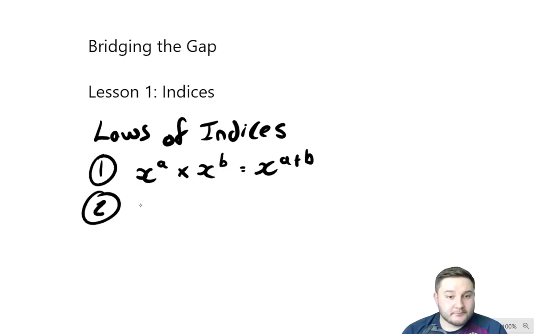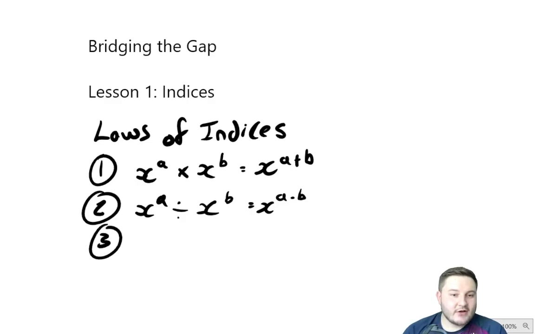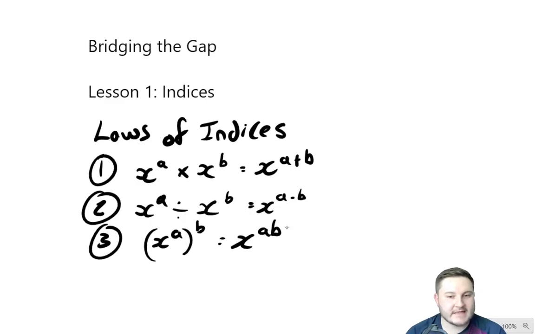The second law, if you have two terms with the same base number, but you are dividing them, then you subtract the powers. So you do a take away b. And the third law, when you have a term with a power in a brackets raised to the power outside the brackets, you multiply the powers together. So in this case, if a was 5 and b was 2, you do 5 times 2, which is 10, so it'd be x to the power 10.